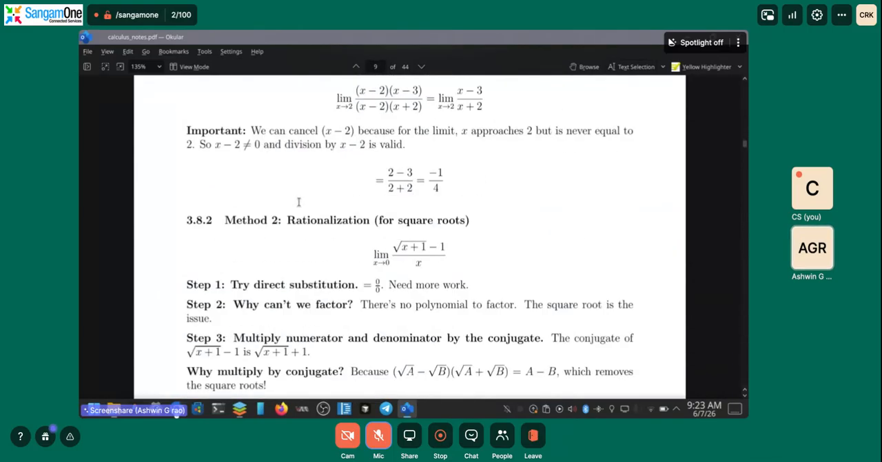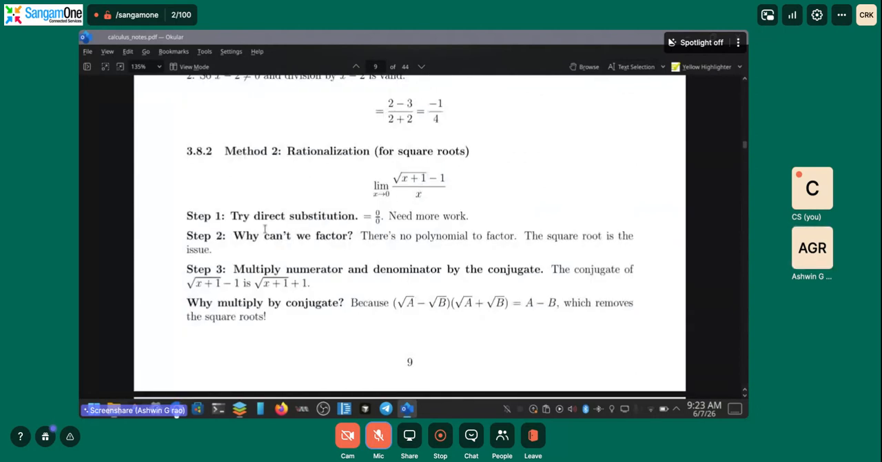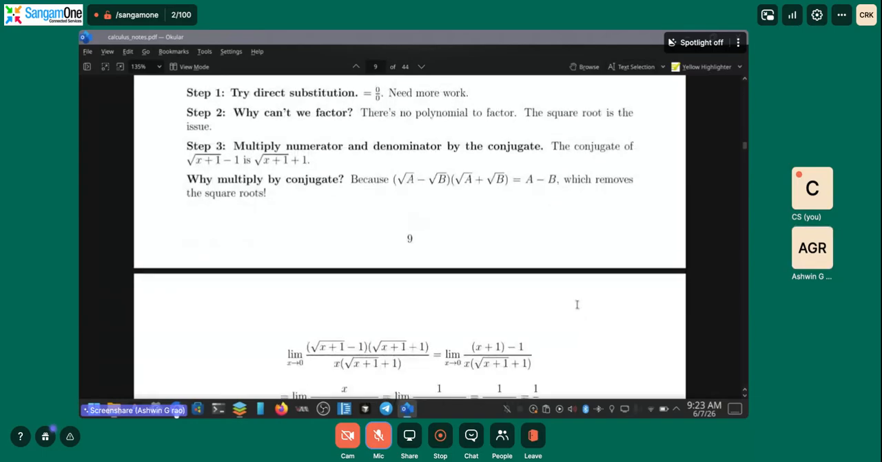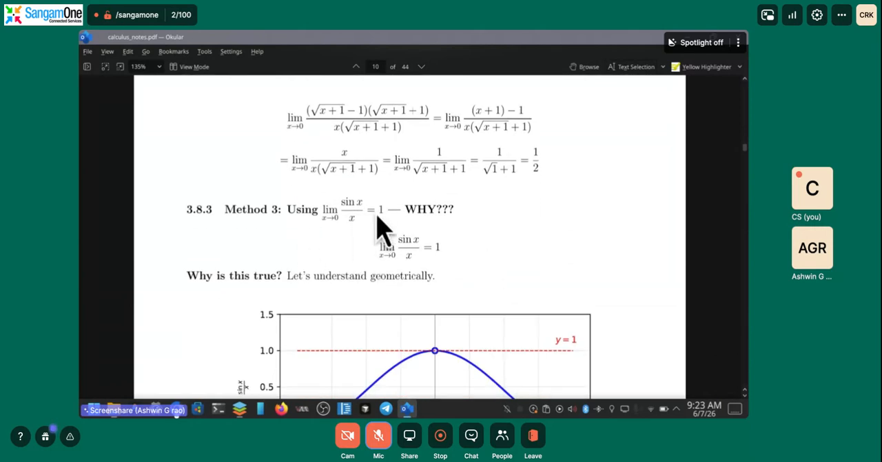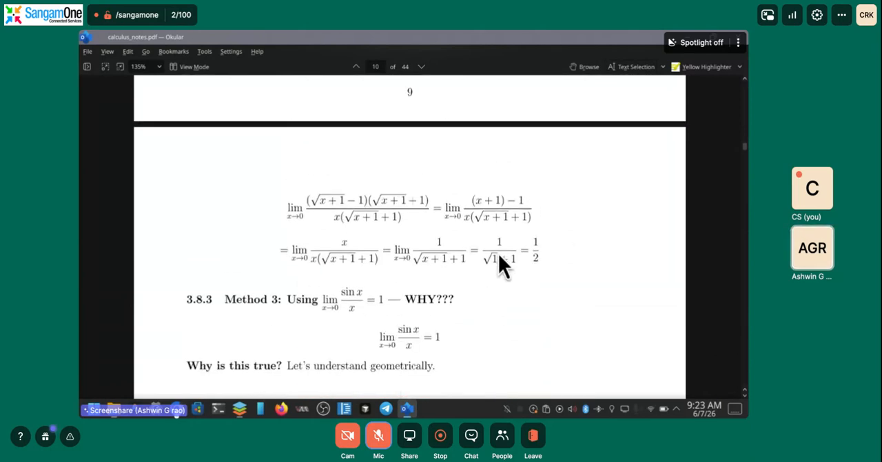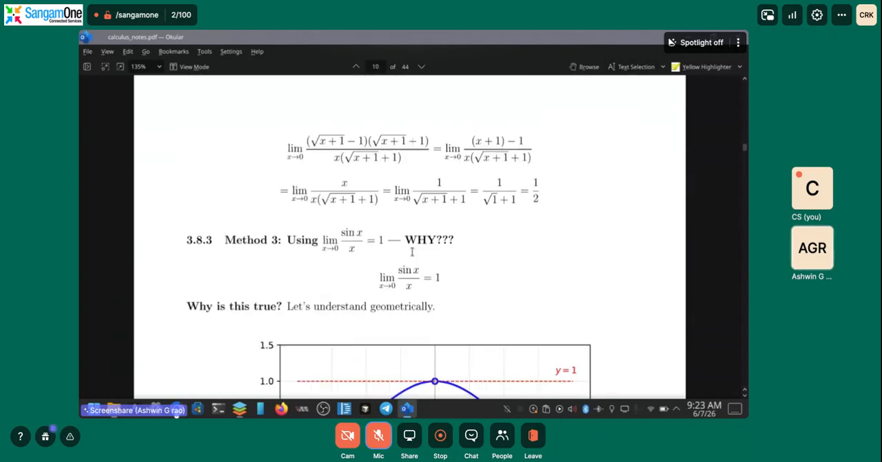So the next method is rationalization for square roots. Same, when we directly substitute we get 0. We should not end there. So then what do we do? Multiply numerator and denominator by the conjugate. The conjugate of square root of x plus 1 minus 1 is square root of x plus 1 plus 1. Why multiply with the conjugate? Because a minus b times a plus b is a square minus b square, which removes square roots. As you can see here, this is the worked example. So we'll get 1 by 2, where the function limit meets the limit.